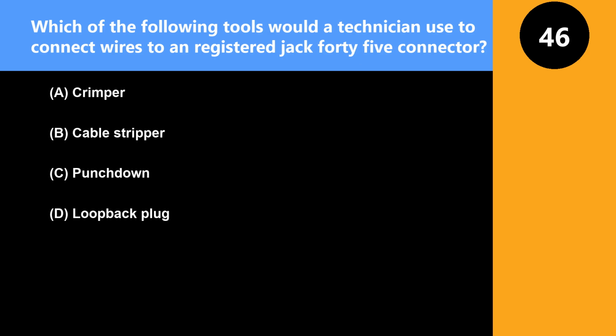Question 46. Which of the following tools would a technician use to connect wires to an unregistered Jack 45 connector? Option A, crimper. Option B, cable stripper. Option C, punch down. Option D, loopback plug. The correct answer is option A, crimper.